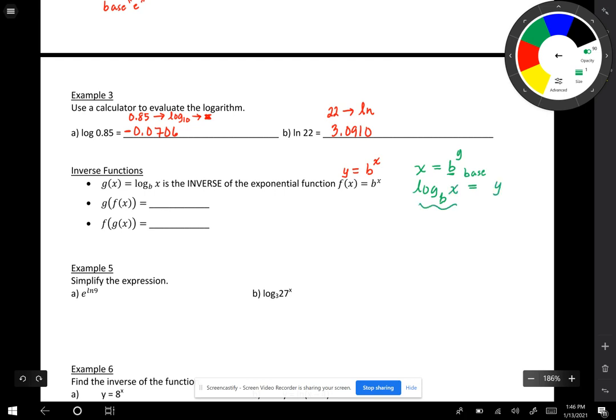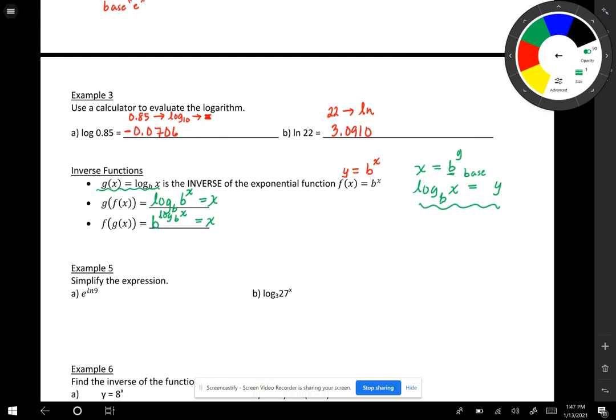And notice this is the same thing as that, because g of x just means y. So g of f of x would have to equal x, and this is what it looks like. Log base b of b to the x equals x. And then f of g of x, b to the log base b of x, is equal to x. It's kind of confusing.